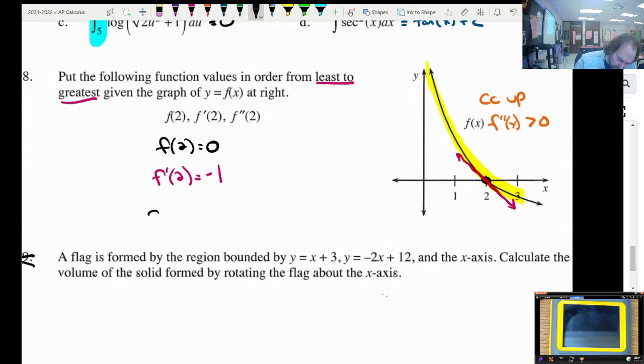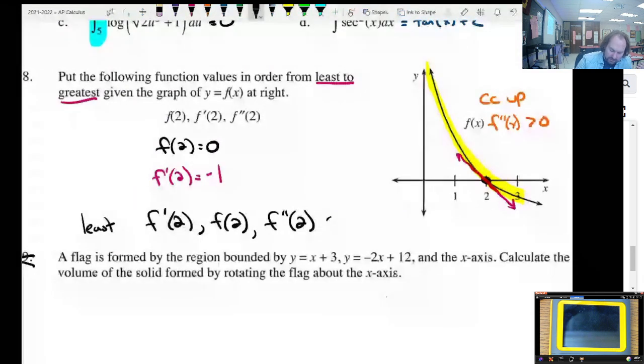And so the order goes like this. F prime of 2, which is negative, followed by f of 2, which is 0, followed by f double prime of 2, which is positive. That's the least to greatest order of that situation. Just requires you to think about that.